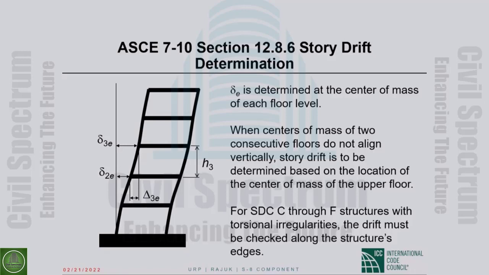For design categories C through F, structures with torsional irregularities type 1A or 1B, the drift must be checked not at the center of mass, or the center of mass and a vertically aligned point below, but at vertically aligned points along the edges of the structure, as I discussed with you earlier. Torsion will mean that the deflections are larger along the periphery than at the center of mass. So we go with vertically aligned points along the edges of the structure.